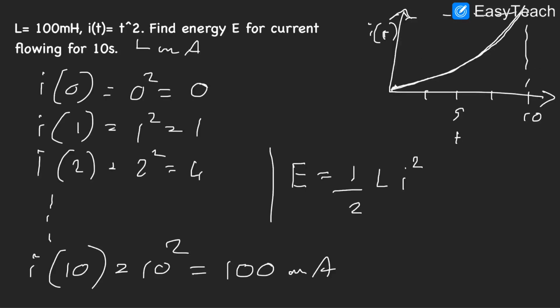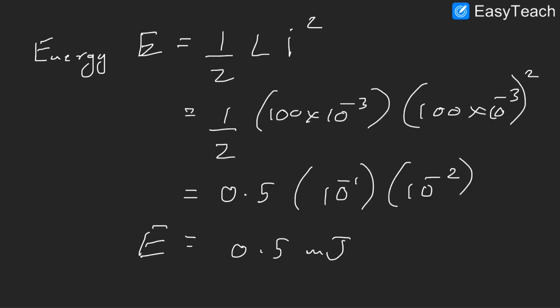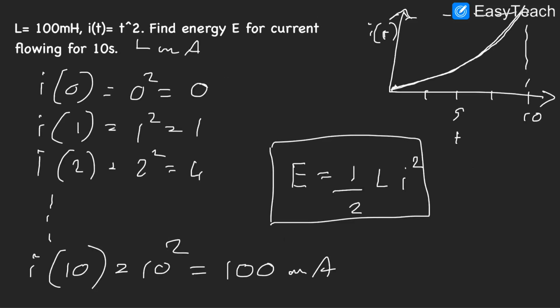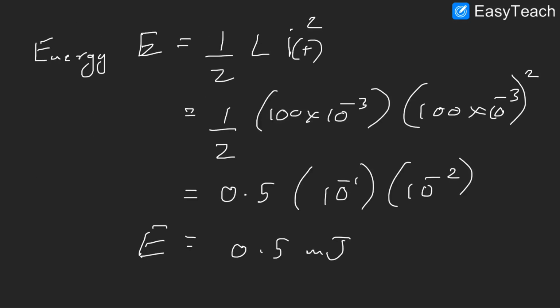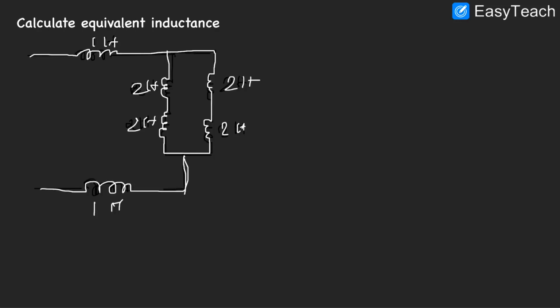E equals half times L i squared. So I know what my inductance is, and I know what my current is at 10 seconds. My current at time t, so that's 10 seconds, is 100, given by the expression right here, t squared.